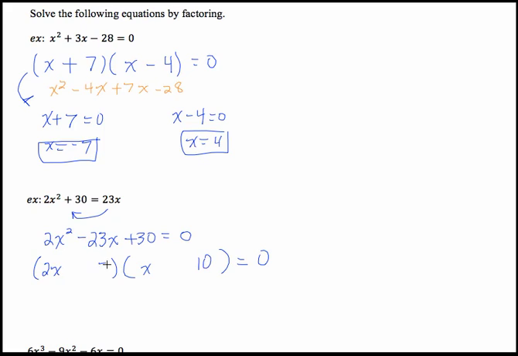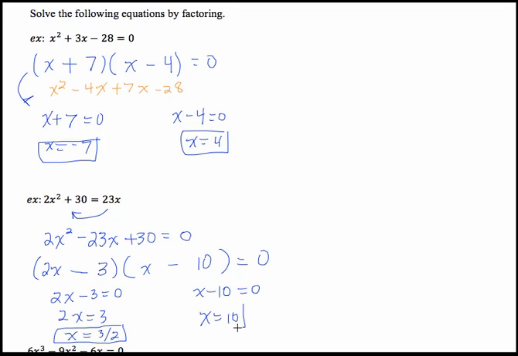Let's try putting a 10 there and a 3 there. Because then that's going to give me 2x times 10 is 20x, and 3x is 3x. So if I make both of these negative, that should work. Then we set each factor equal to 0 and solve for x. So x is either 3/2 or x equals 10. Both of those should solve this original equation.